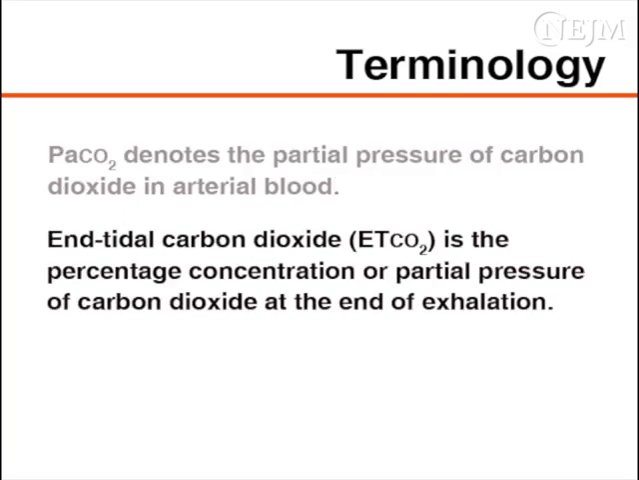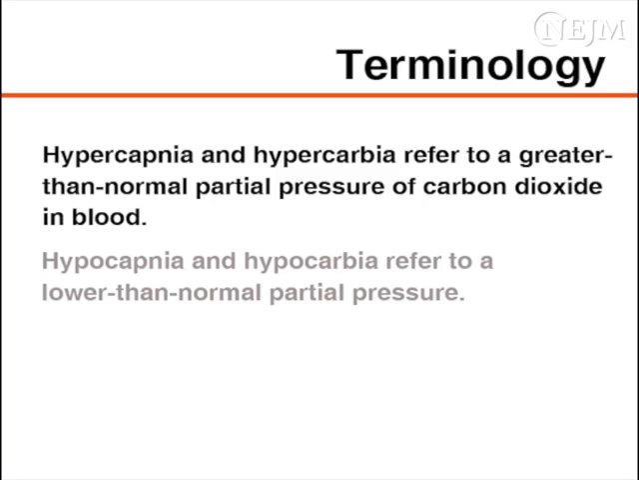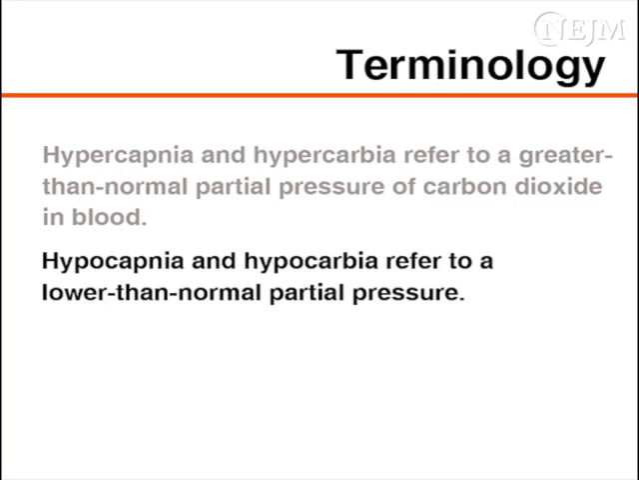End-tidal carbon dioxide is the percentage concentration or partial pressure of carbon dioxide at the end of exhalation, normally 5% of atmospheric pressure or approximately 38 millimeters of mercury at sea level. Hypercapnia and hypercarbia refer to a greater than normal partial pressure of carbon dioxide in blood. Hypocapnia and hypocarbia refer to a lower than normal partial pressure.